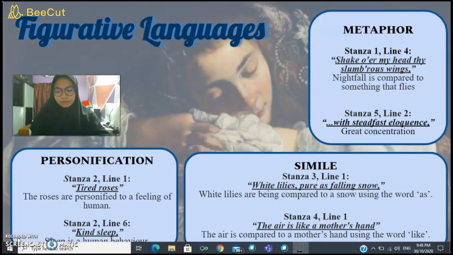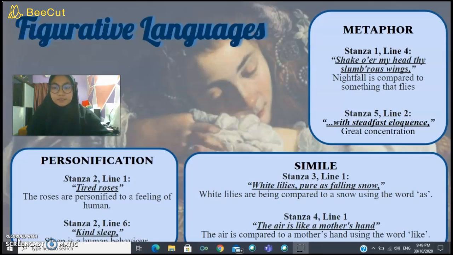Moving on to simile. The usage of the word as and like can be identified in the poem. For example, on the third stanza and at the first line, white lilies, pure as falling snow. White lilies are being compared to a snow using the word as. You can immediately see that the image of the lilies are like and being compared to a snow, which is the color white.